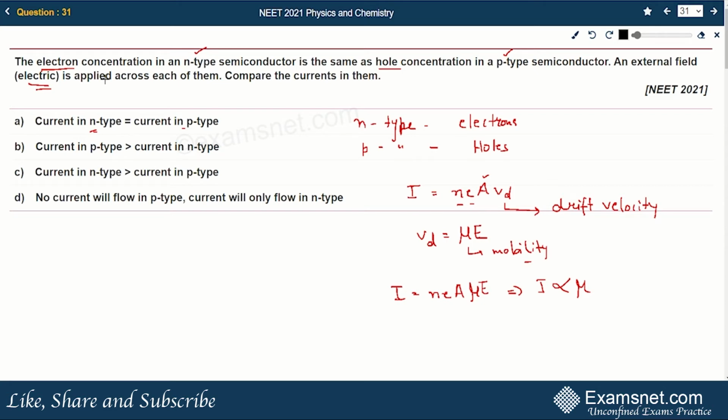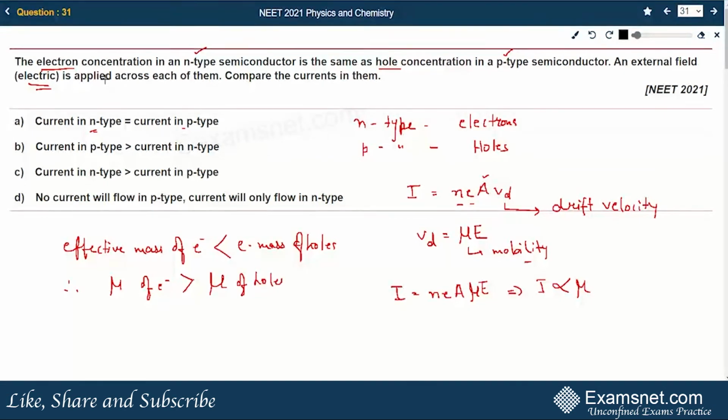Now, since the effective mass of the electron is smaller than the effective mass of the holes, let's write it down. Effective mass of electrons is less than the effective mass of holes. Therefore, the mobility of electrons is more than the mobility of holes. So the current in case of N-type semiconductor will be more than the current in P-type semiconductor. Therefore, which option will be correct? It will be option C, that the current in N-type is more than the current in P-type.